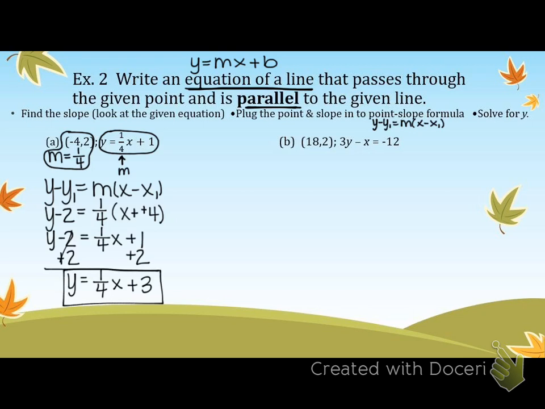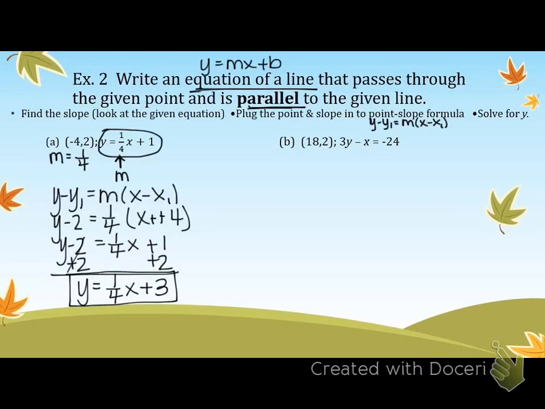Now here's what we just found. If we graphed their line and if we graphed our line, they would be parallel to each other because they have the exact same slope. Now we're going to circle the equation again because we want it to stand out. But we have 3y minus x equals negative 24.